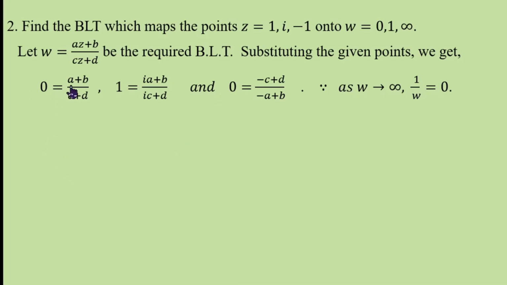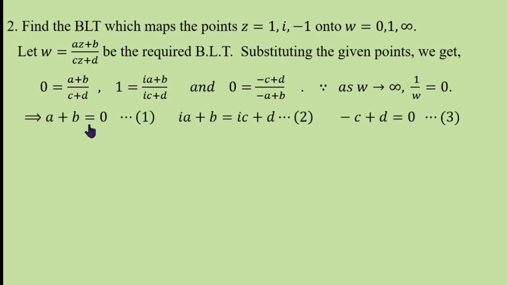From the first equation, A + B is 0 into (C + D). Therefore, A + B is 0. iA + B is 1 into (iC + D). Therefore, iA + B is iC + D. -C + D is 0 into (-A + B), that is 0. So, -C + D becomes 0.